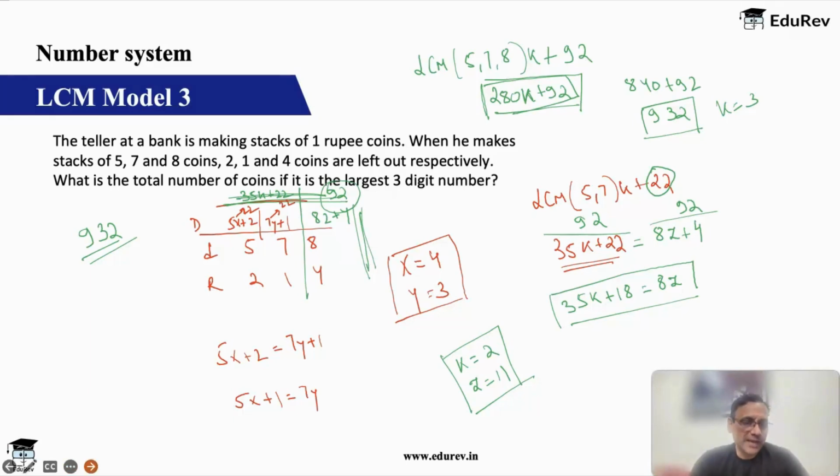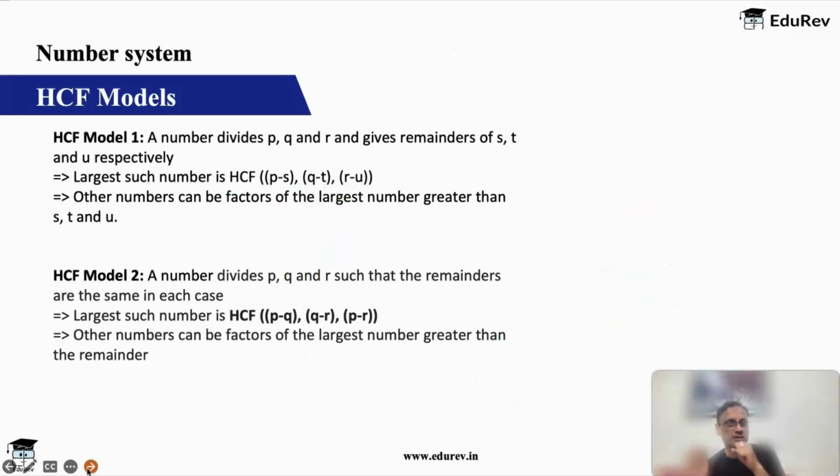So now let's move to HCF models. There are two models in HCF. And in HCF, remember, you are given the dividend, you have to find the divisor, so you have to find the smaller number. So the first model is a number divides P, Q and R and gives remainders of S, T and U respectively.